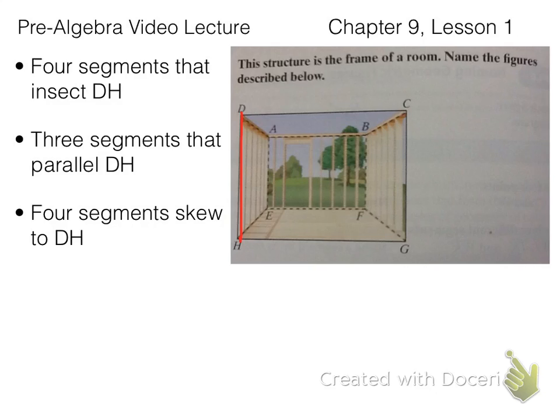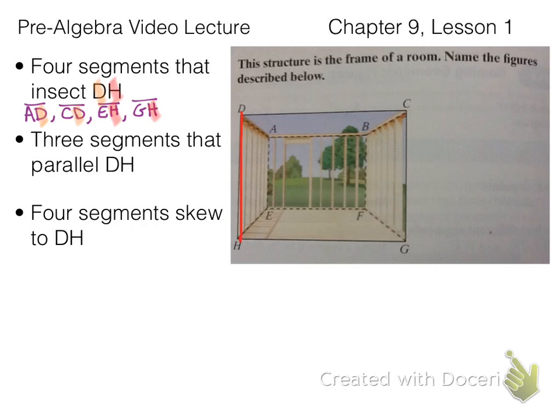They either have to have D as a point or H as a point, because remember, intersecting lines have to have at least one point in common. So the segments are segment AD, segment CD, segment EH, and segment GH. As you notice, each of them has at least one point in common with DH. It either has a D or an H in the segment name. All right, so let's go ahead and name three segments that are parallel to DH.